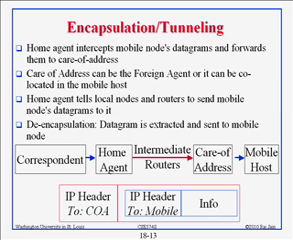So tunneling, the way it is done is that this is the correspondent. It sends the packet to the home address, which goes to the home agent. The home agent takes that packet, sends it to the care of address, and the care of address sends those packets to the mobile host. Now, all this time, the packet has the home address as its destination, right?